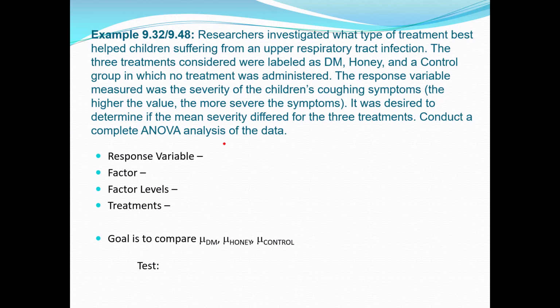The response variable is measured as severity of the children's coughing symptoms. The higher the value, the more severe the symptoms. That's what we're told here. It was desired to determine if the mean severity differed for the 3 treatments. So the response variable is the coughing symptoms, the severity level of the cough. And I don't know how we're quantifying that as some kind of numerical measure. I think we're asking the parents, rate your child's cough. Is it severe? Is it not severe on a 10-point scale, on a 100-point scale?